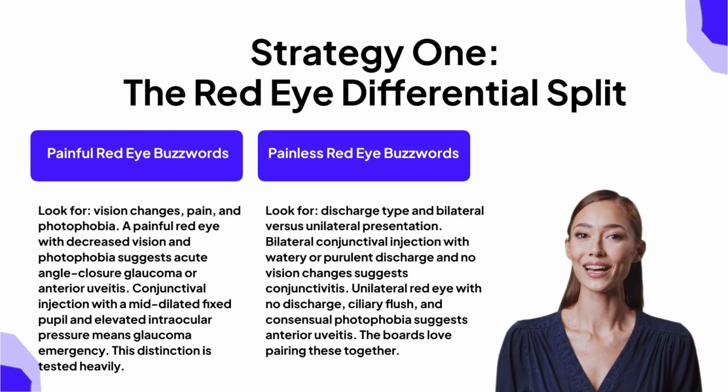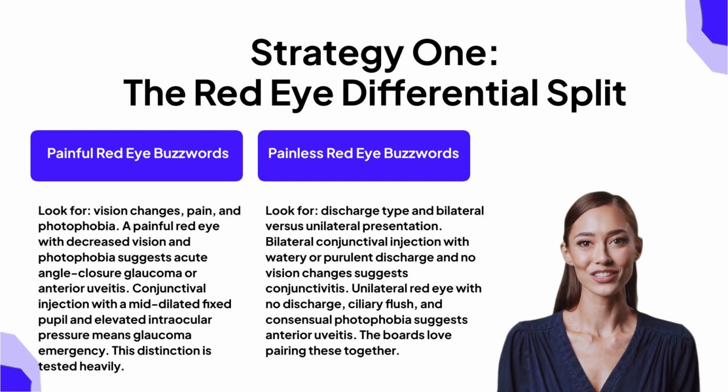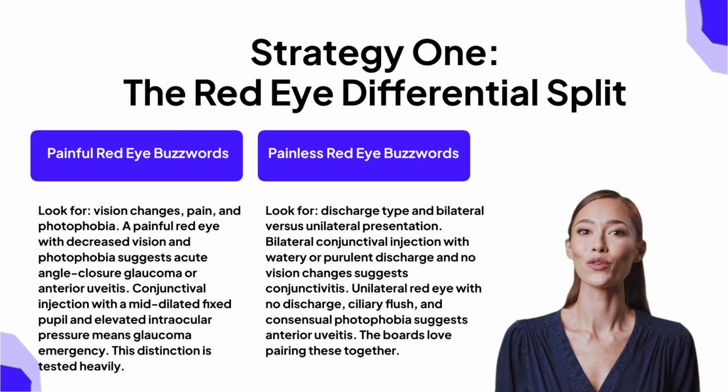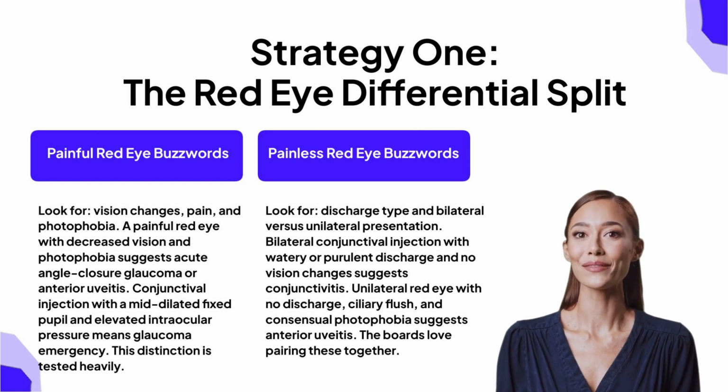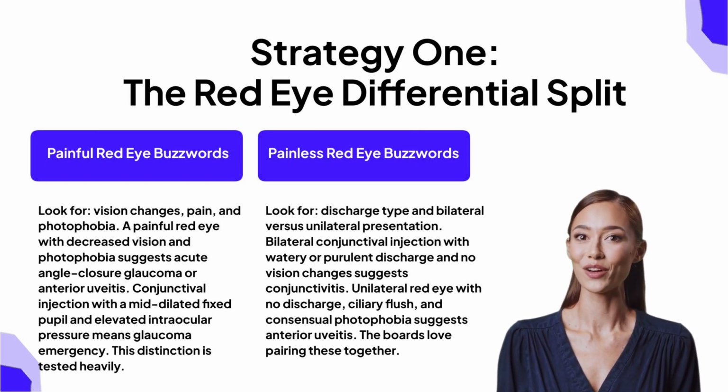For painless red eye, you need to look at the discharge. Bilateral conjunctival injection with discharge and no vision changes points to conjunctivitis. The boards love testing these distinctions, so make this your first mental framework.